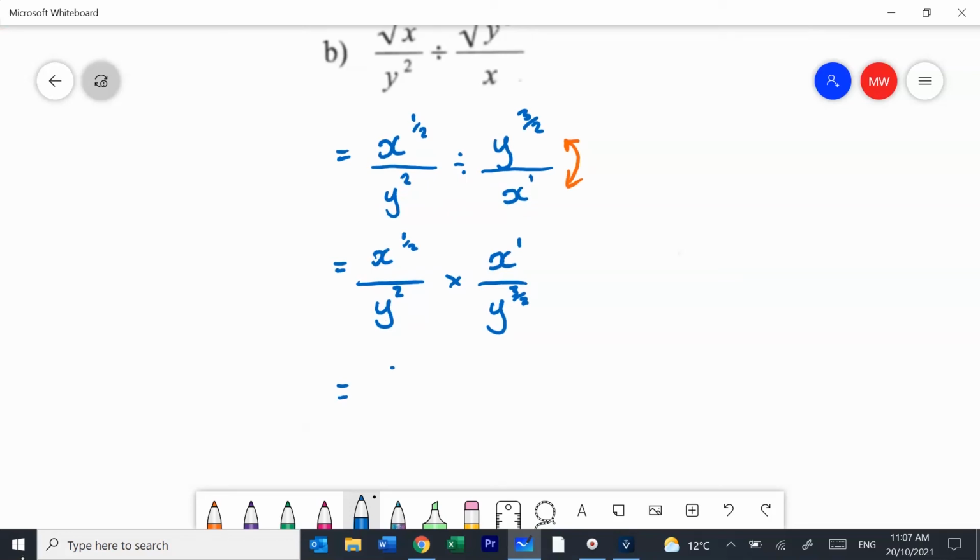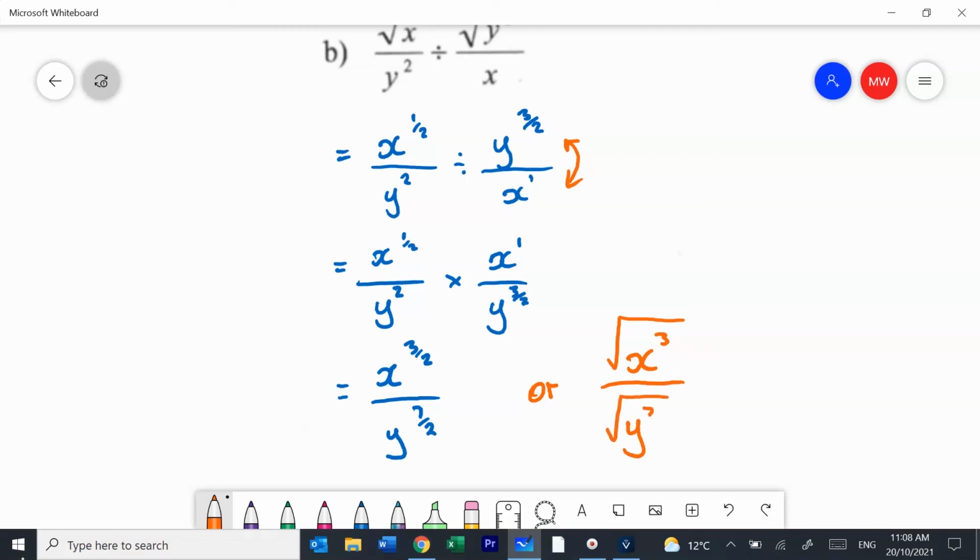So now we've got x to the power of 3 on 2 all over y to the power of 2, 2's 4 plus 3 is 7 on 2. You could rewrite this one as the square root of x cubed all over the square root of y to the power of 7, but I don't see why you'd necessarily need to, but either answer should be acceptable.